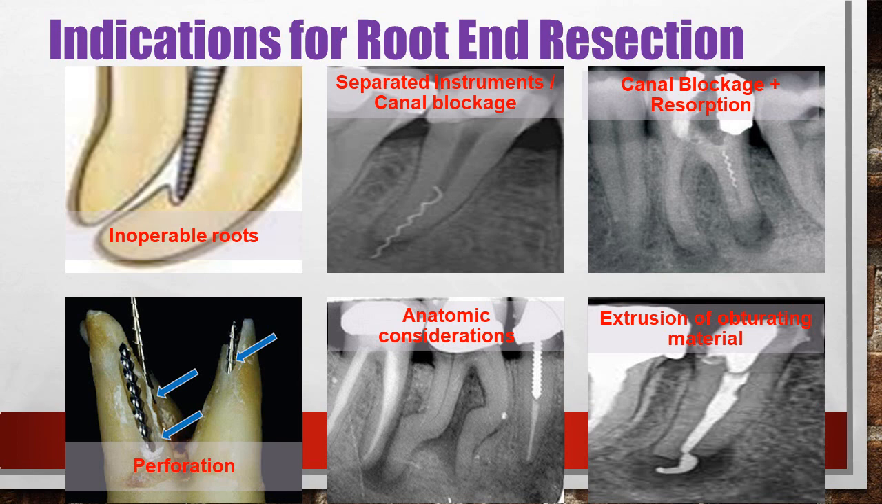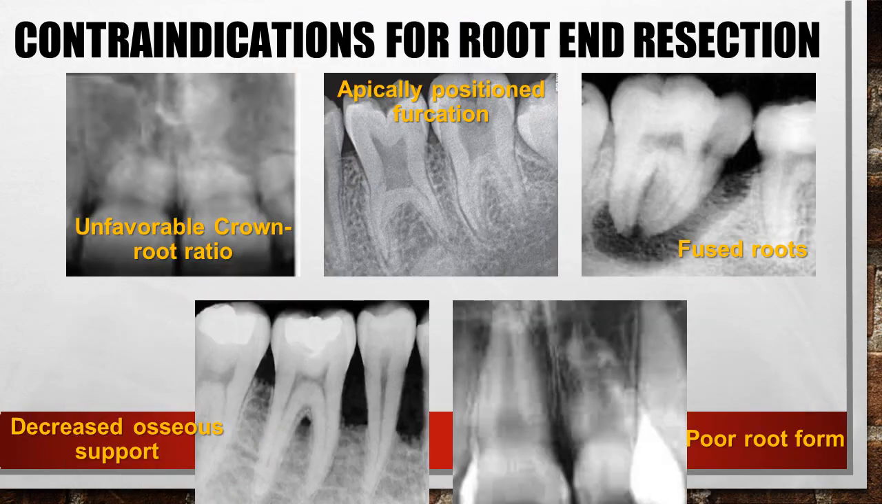And the last but not the least is the extrusion of obturating material. But I hope you remember from the last class that if the root canal sealer is the material which has gone beyond the apex, you don't need to intervene surgically, because the sealer will dissolve on its own over a period of time. It is only when the gutta percha has flown beyond. In this figure, it looks like the thermoplasticized GP has gone beyond, because of which a surgical intervention is required, because foreign body reaction will follow.